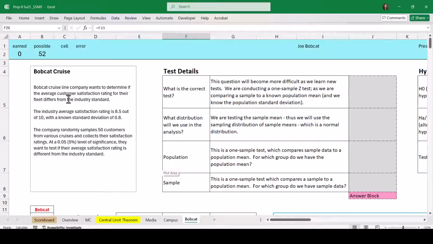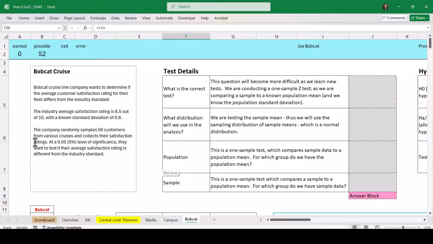So Bobcat Cruise Line Company wants to determine if their average customer satisfaction rating for their fleet differs from their industry standard. So the industry's average satisfaction rating is 8.5 out of 10 with a standard deviation of 0.8. So this is a population mean and a population standard deviation. So the company randomly samples 50 customers from various cruises and collects their satisfaction ratings.